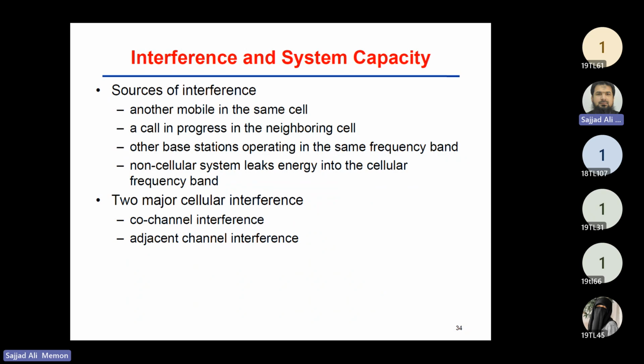Interference and system capacity, sources of interference. Another mobile in the same cell can provide interference. A call in progress in a neighboring cell can also provide interference if there is a Doppler spread. Other base stations operating in the same frequency band can also give interference. A non-cellular system leaking energy into the cellular frequency band, again frequency dispersion. Two major types of cellular interference are co-channel interference and adjacent channel interference.